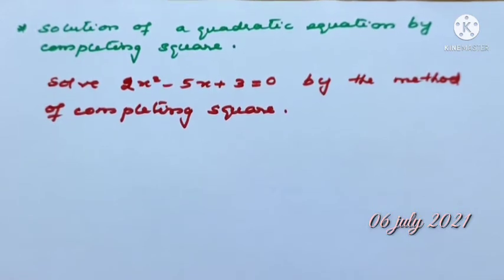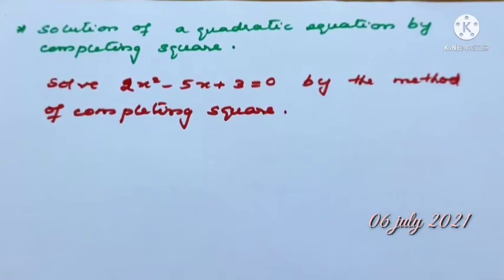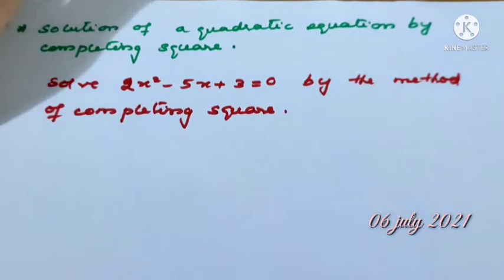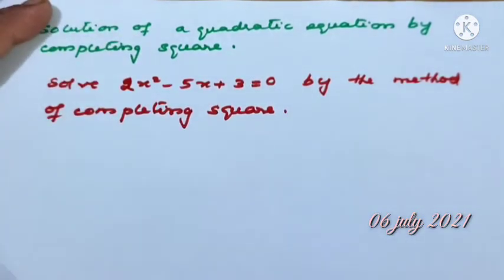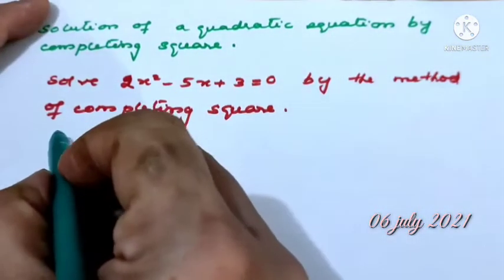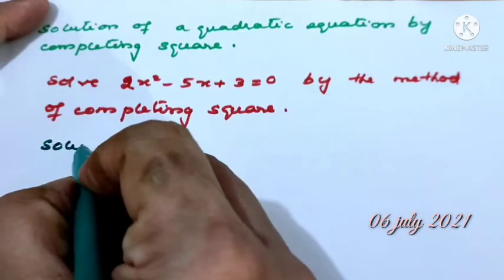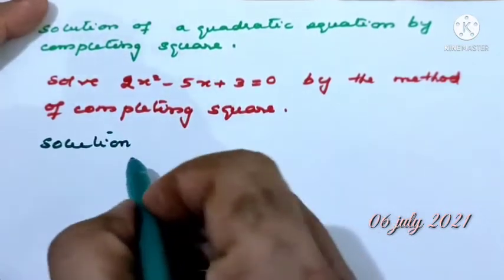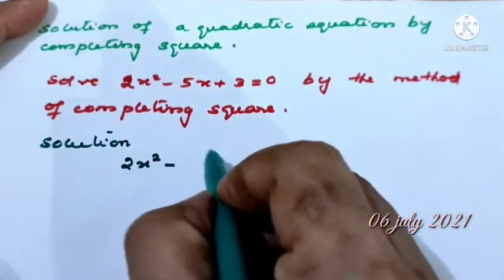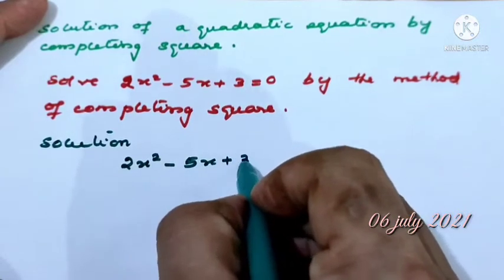The first question is: solve 2x square minus 5x plus 3 equal to 0 by the method of completing square. The word square is there, that is being stressed here, and the method is like that. I'll give the steps only. So the solution: the question we should take down first. 2x square minus 5x plus 3 equal to 0.